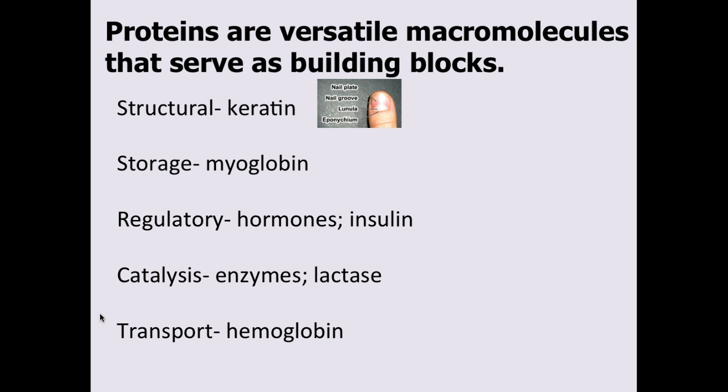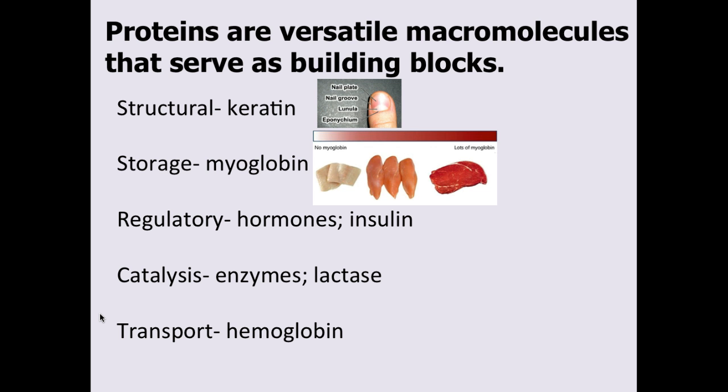So proteins are a versatile macromolecule. They serve as a building block for a lot of the structures within our bodies. They form the basis of keratin, which makes up hair and nails. They form as storage in terms of myoglobin. Myoglobin is found in muscle and helps to store energy for use over a long period of time, sustained use.